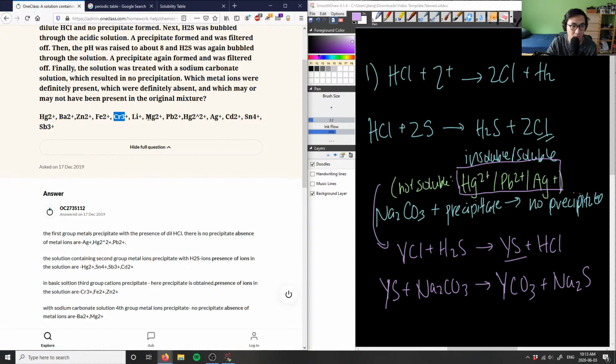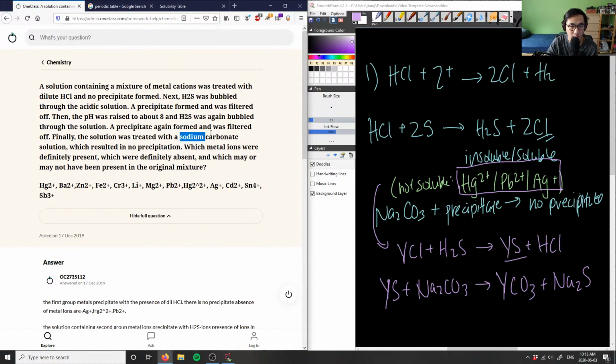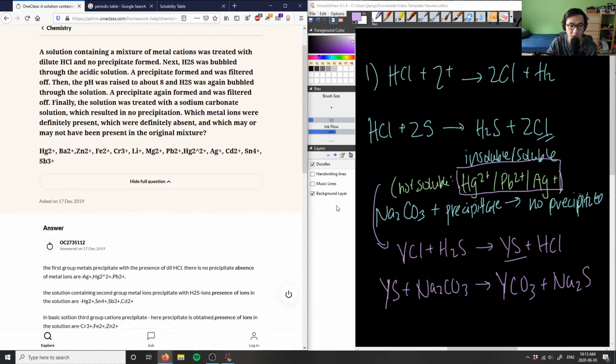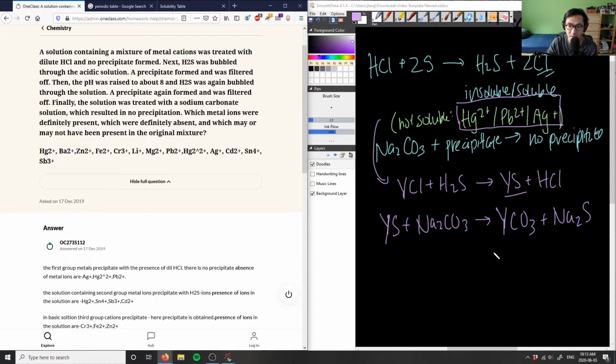Where's iron? Fe2+. So that's the basic solution in the third one here. And then there's finally the sodium carbonate solution here, which I denote as this guy here.